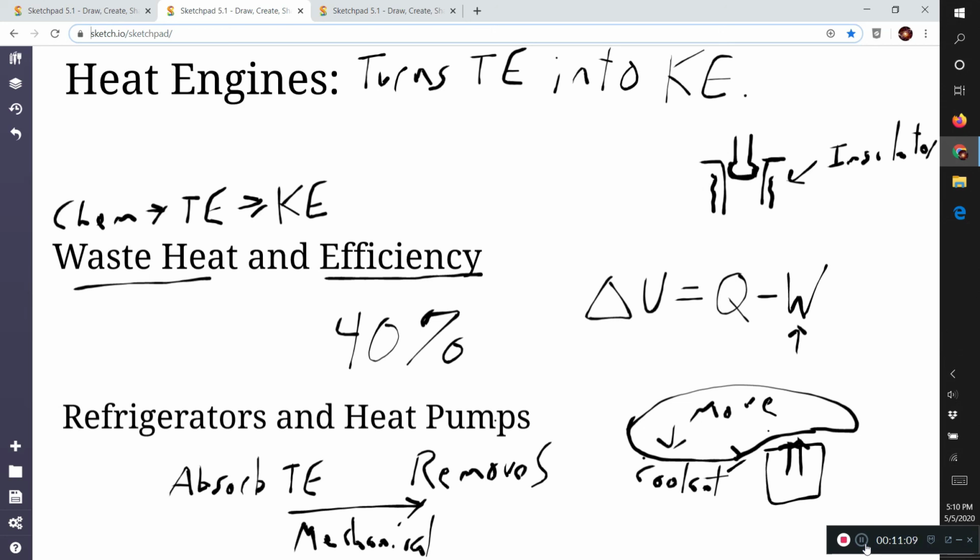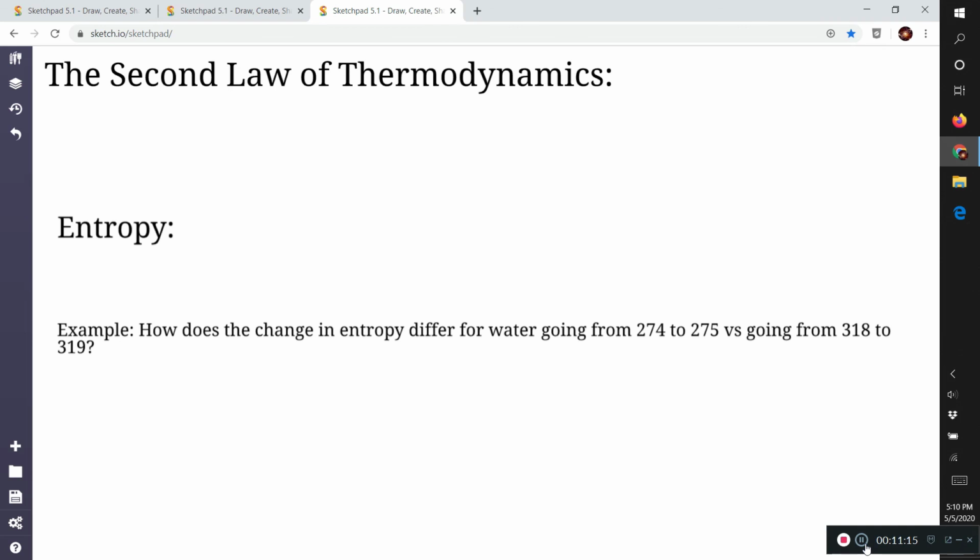We all know what happens if your fridge goes out. Eventually, it starts to warm up. And the reason for that is the second law of thermodynamics. The second law of thermodynamics says that heat will spontaneously move. Spontaneously means without reason.